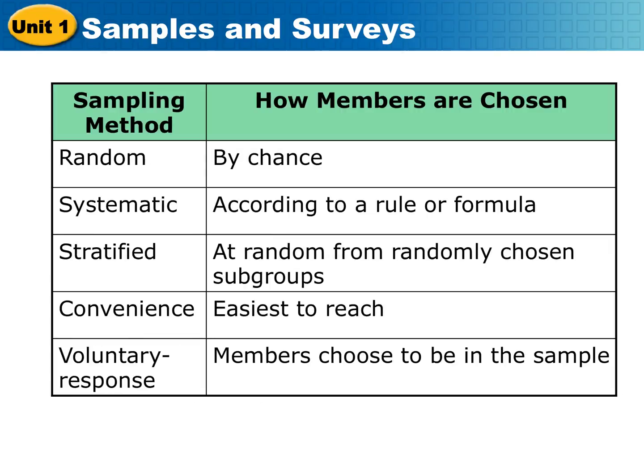Here are the different sampling methods and their definitions. Random means by chance, everyone has an equal chance. Systematic is according to a rule or a formula. So maybe every third person is being selected, and we might do that alphabetically. So if we took a list of people alphabetically, let's say we'll go back to America, every 10,000th person will be selected alphabetically.